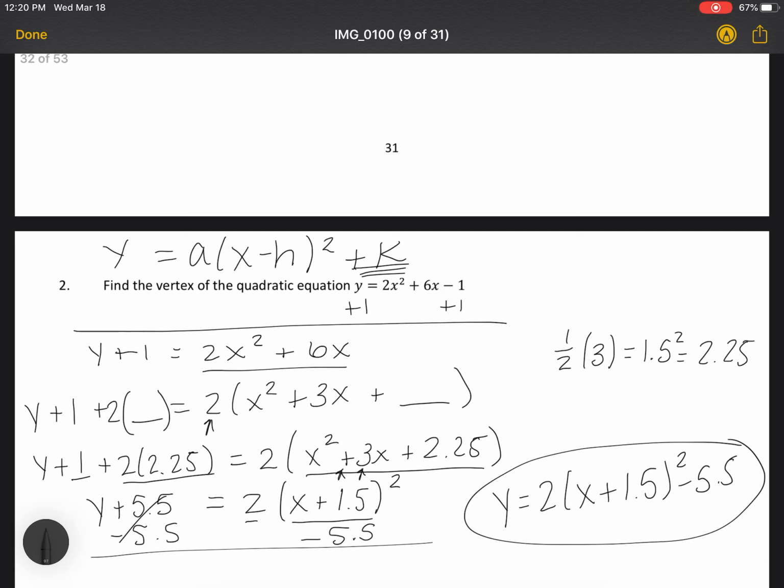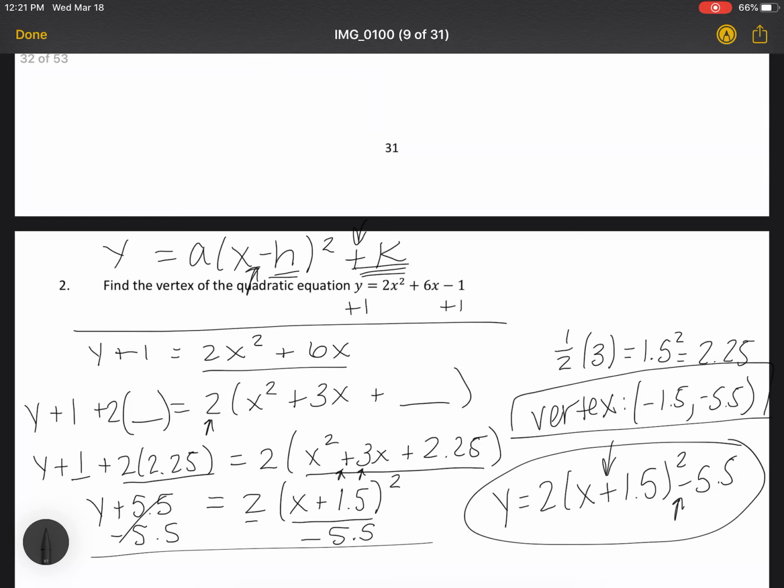But the question is asking us to find the vertex of this equation. So I need to look at the h and I need to look at the k. So remember, in front of the h is supposed to be a minus sign. We have a plus sign in our answer. So our vertex h value is actually going to be negative 1.5, again, because it's the opposite sign than we have in the vertex form formula. And then your k, remember, is supposed to be a plus. We have a minus, so that is also going to be a negative 5.5. Okay, so final answer, our vertex is at negative 1.5, comma, negative 5.5.